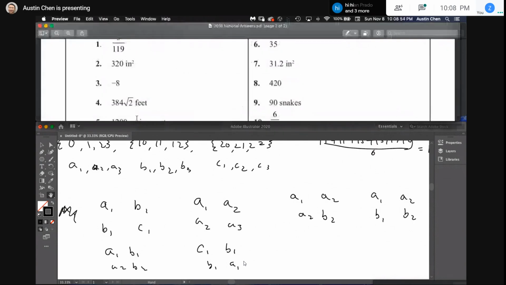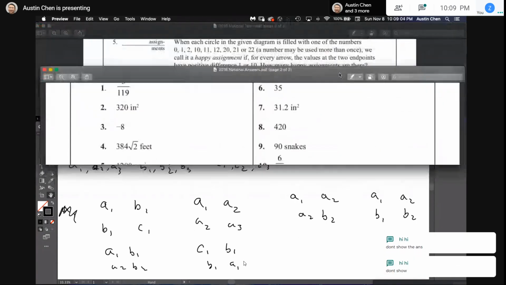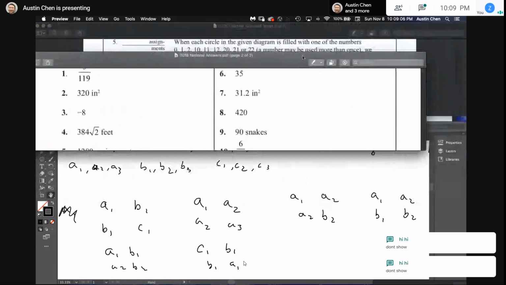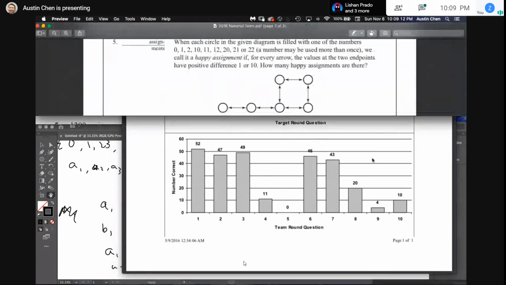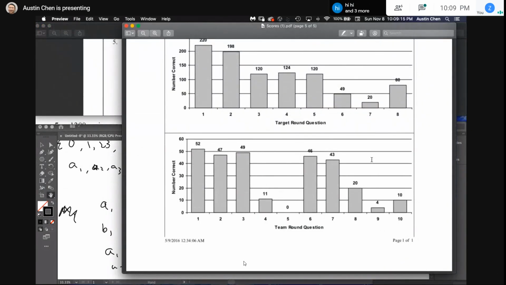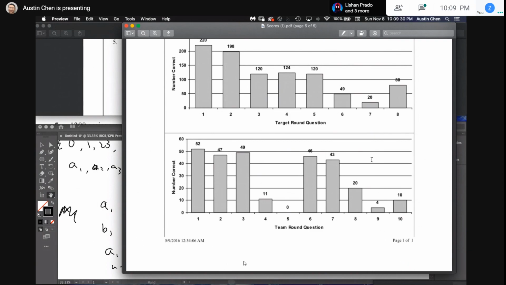Then we looked at the score reports, because we thought this problem was hard. We searched up the score distributions, and if you look at that problem, a total of 0 teams got it right.